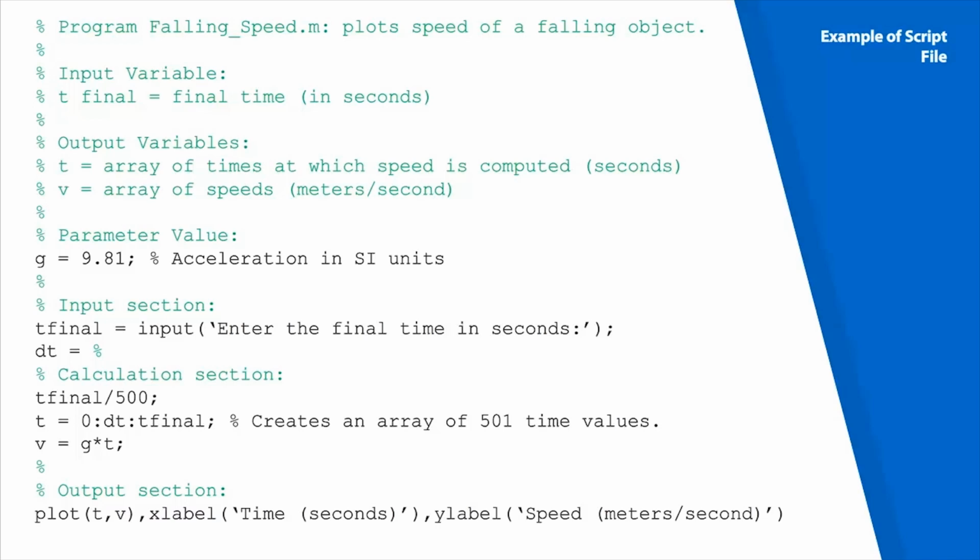Then we create an array of time from 0 to t final with increments of dt, and at the end we calculate the velocity v as g times t. Now we plot t and v. We label the time axis as seconds and the speed axis as meters per second. Now let us see what the output for this is.